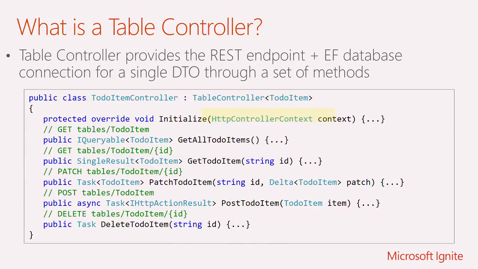Now, you've also got the table controller. And the table controller is something you expose from the server, like a web API endpoint. The table controller implements the OData specification.